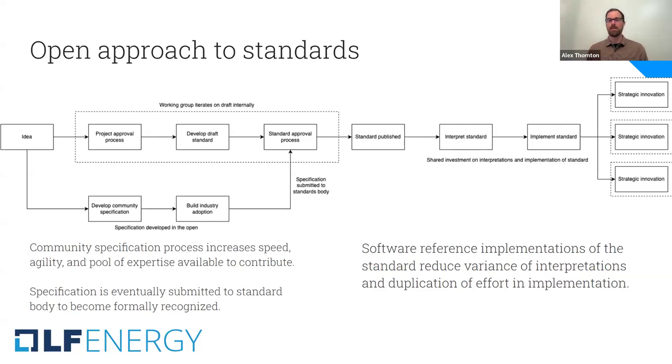That industry adoption really is support turning that specification into a de facto standard. And that can then be submitted to that traditional standards process and become formalized as an internationally accepted formal standard. So the result is very much similar. But the benefit is you get significantly increased speed and agility through that community specification industry adoption process. You get to iterate more quickly and make sure things are working as expected.